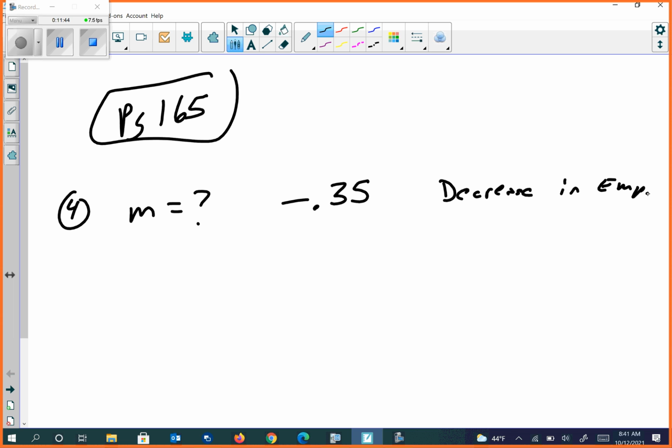So what does it really mean? We drop 0.35 percent unemployment each year.